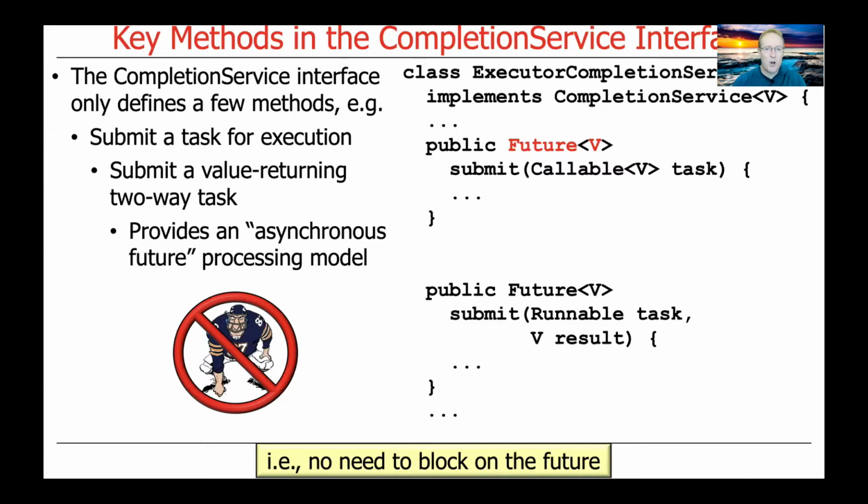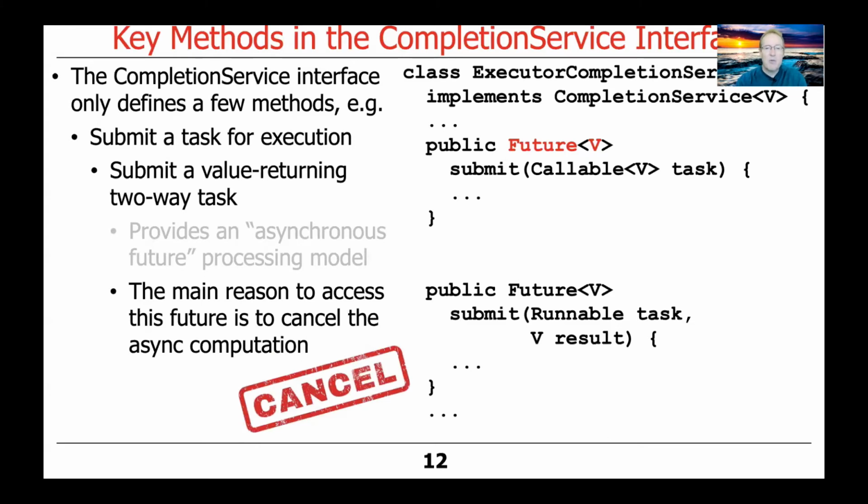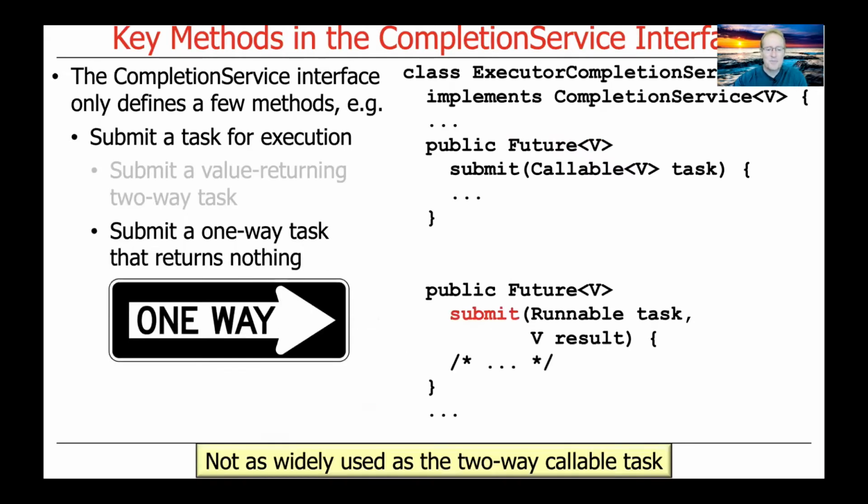But the way that things work is that there'll be another method that we'll see called take that you can use to wait for the first completed task to finish, or the next completed task to finish, if you will. And there's no need to block on that future, even though you block on take, because by the time it gets put into the completion queue, it's guaranteed to be completed, either successfully or unsuccessfully. The main reason that there's a future passed back from submit is so that you can cancel the asynchronous computation. So you don't typically wait on that future, but you could use it to cancel it if you so desire.